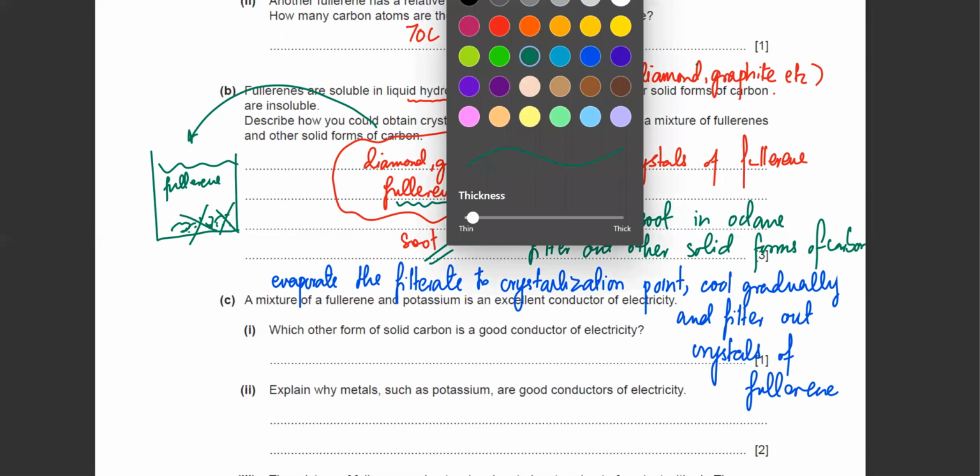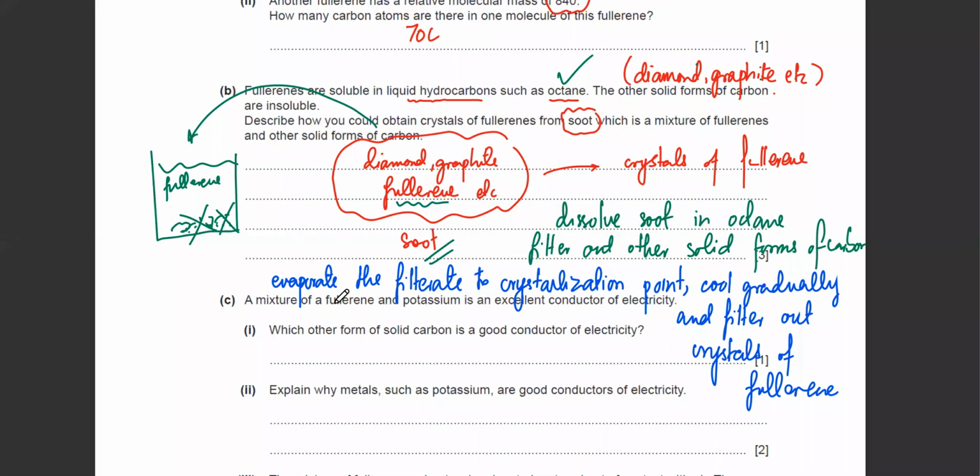Okay, is this clear? Yes, sir. Okay, next one. You've got a mixture of fullerene and potassium is an excellent conductor of electricity. Which other form of solid carbon is a good conductor of electricity? Sir, graphite. Okay, so we studied that graphite is a very good conductor of electricity.